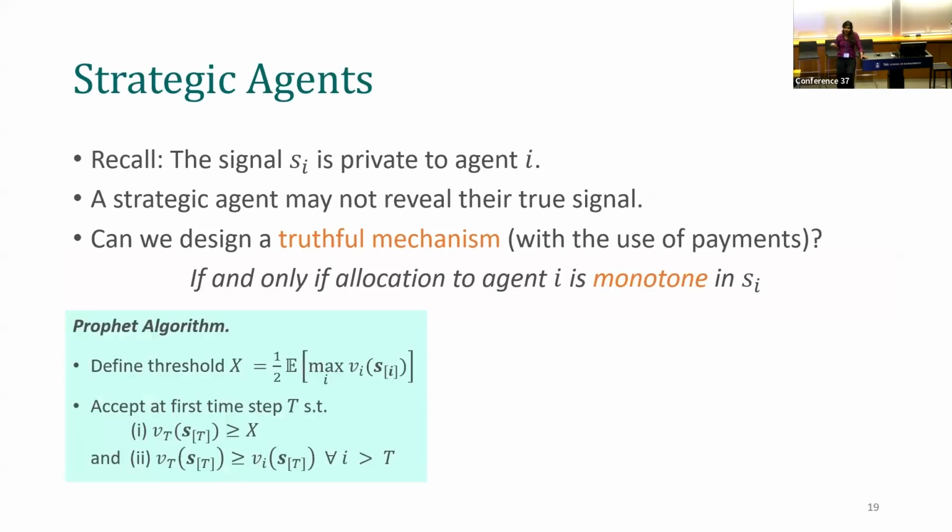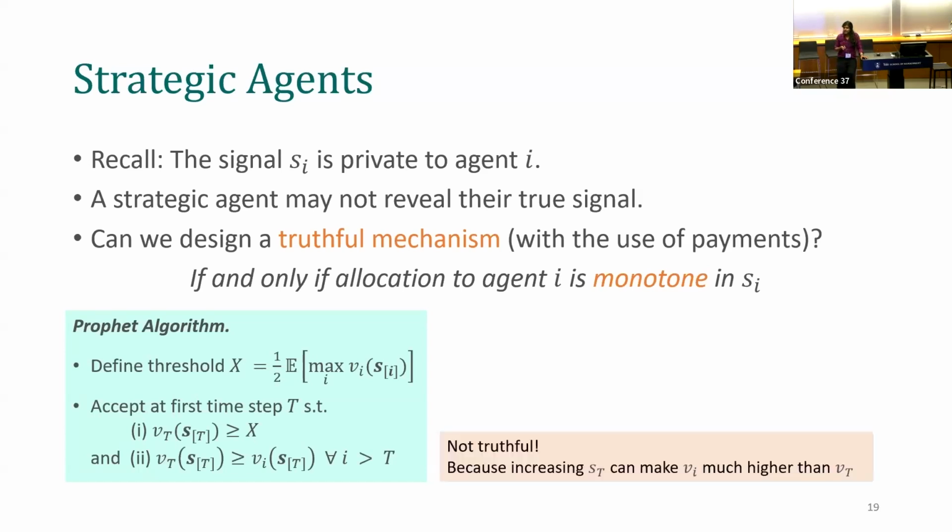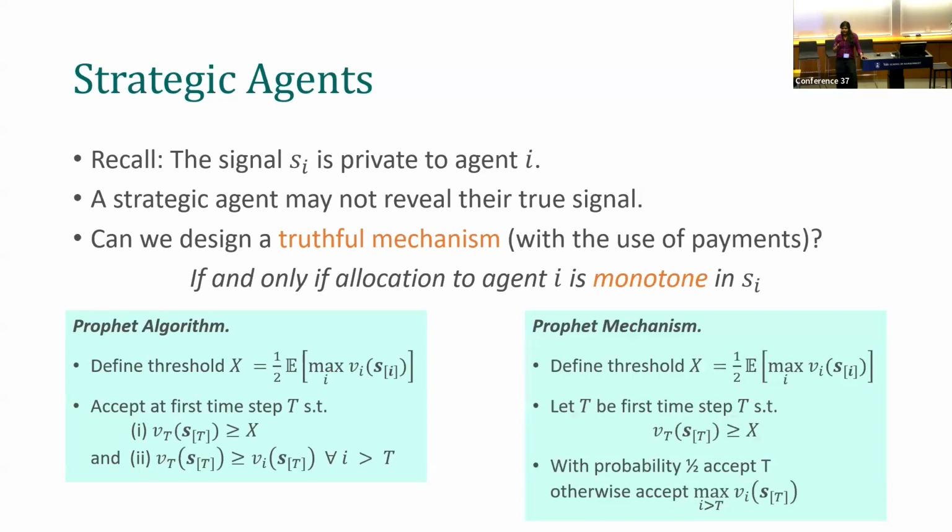But the Prophet algorithm here, even though the first check where we check whether we are above the threshold is monotone, the second check is actually not monotone. Because when I increase my signal, maybe someone else really, really values that it's a Picasso and their value increases way more compared to mine, right? So we deal with this by separating these two things with the use of randomness. I'm not going to talk too much about it, but feel free to ask me about this offline.